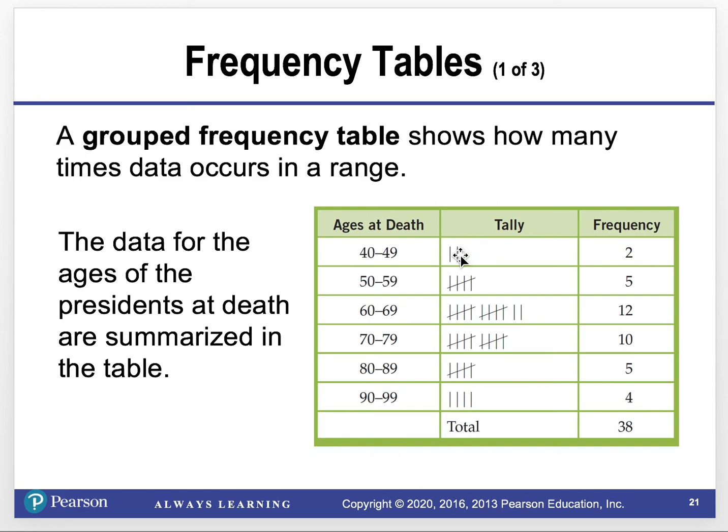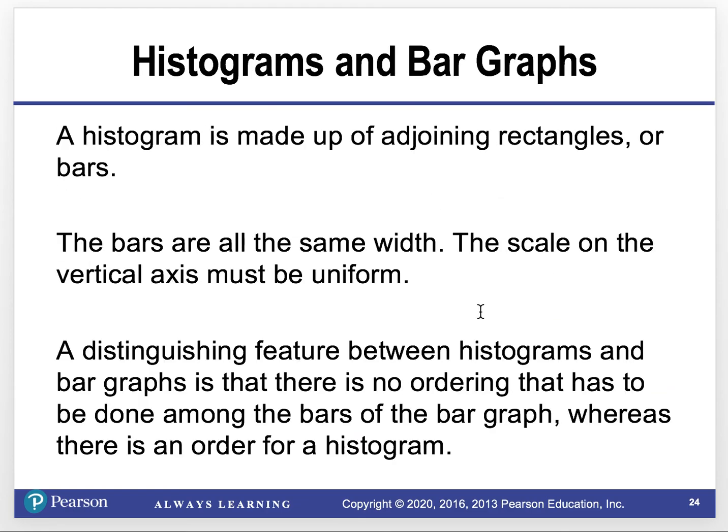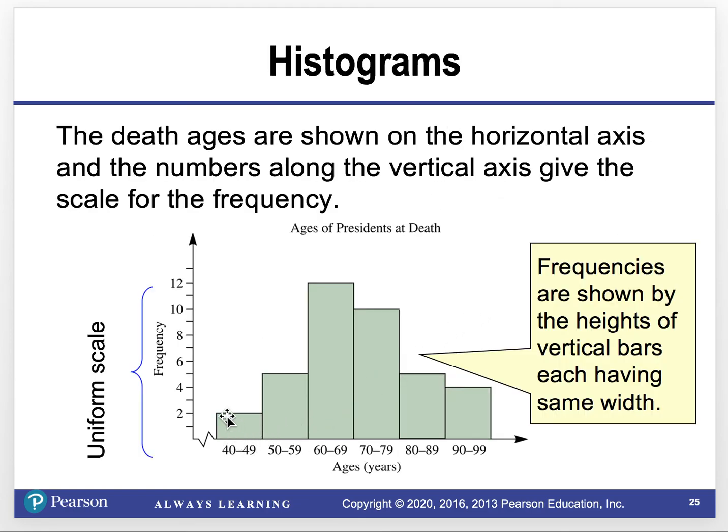Notice two presidents died in their 40s, 5 in their 50s, and then 12. Well, here's what we have here. In their 40s, 2 presidents. In their 50s, 5. In their 60s, it goes up to 12. Okay, we got to have a title. This is always frequency. Okay, and then here's another label.